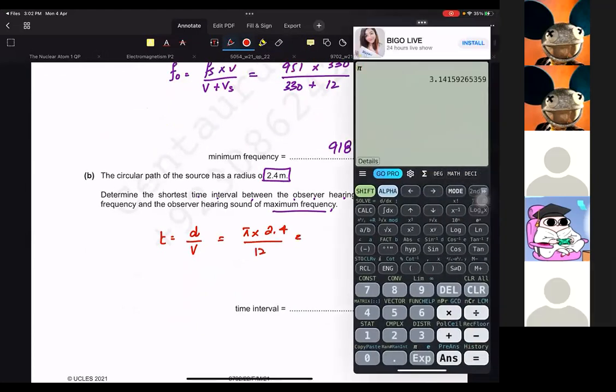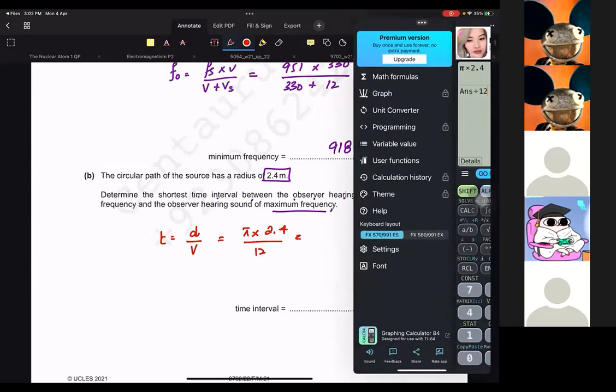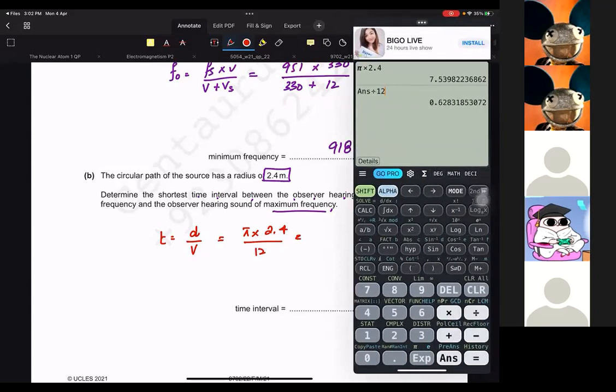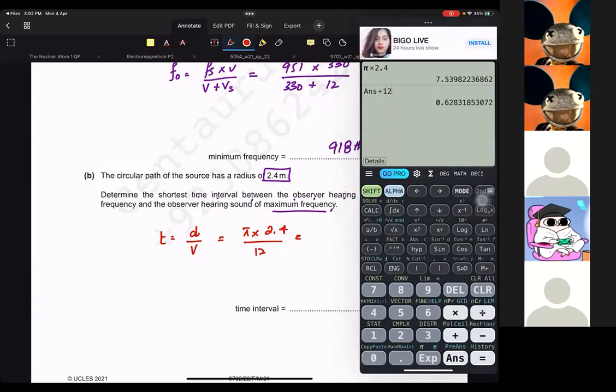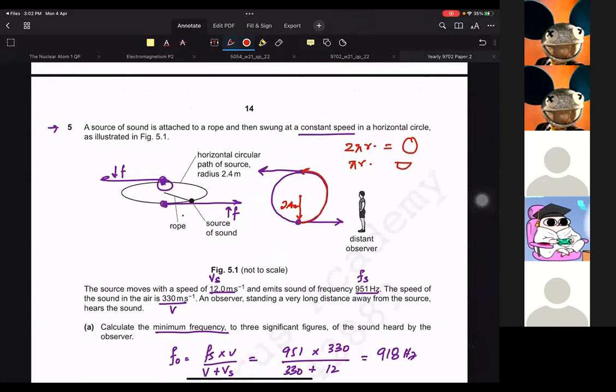Sir, why did you take pi r and not 2 pi r? Because it's only half the circle. It is half the circle. Between this point, when he hears the maximum, and this point, it has to move only this much. So it means that this is half the circle, not the full. That's fine. You see?